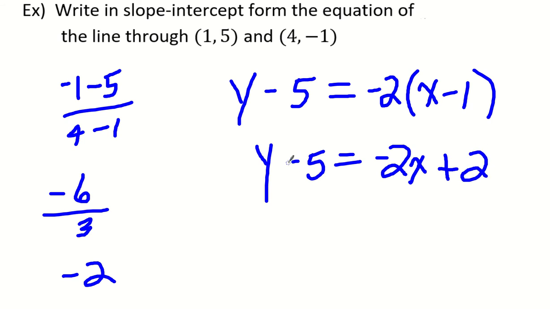And now I have to move this away from the left side, because I only want y on the left side. So I'm going to add 5 to both sides, and that gets y all by itself. And I can only add the 5 to the 2 and get 7. So that's my final answer, considering it's now in slope-intercept form.